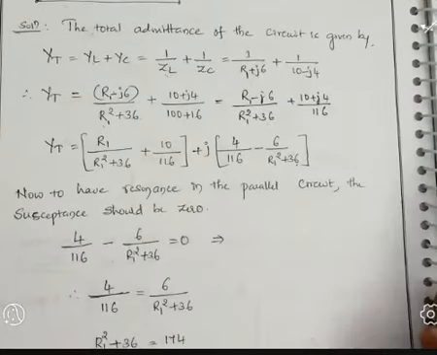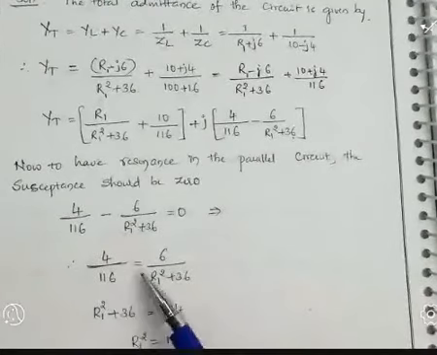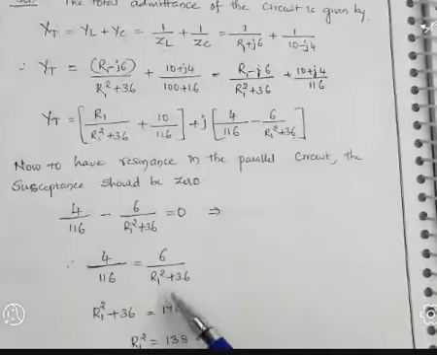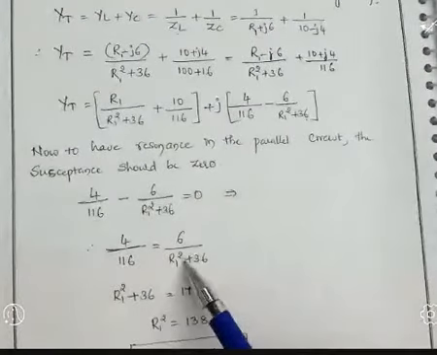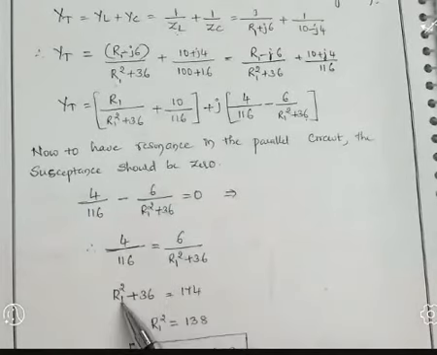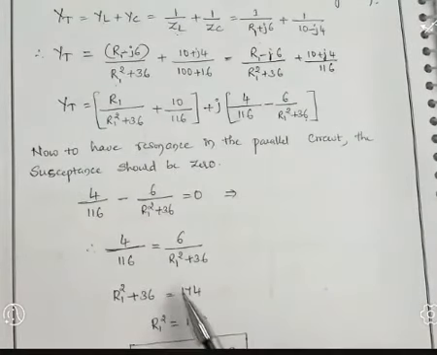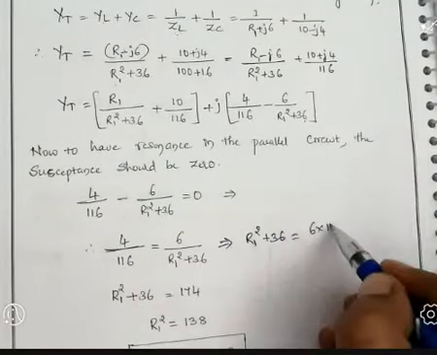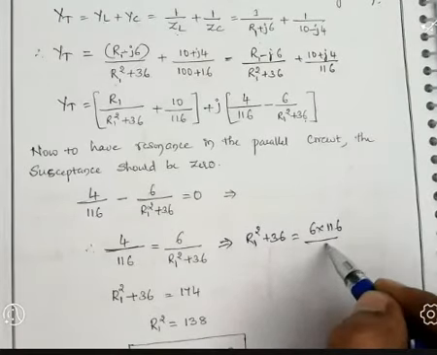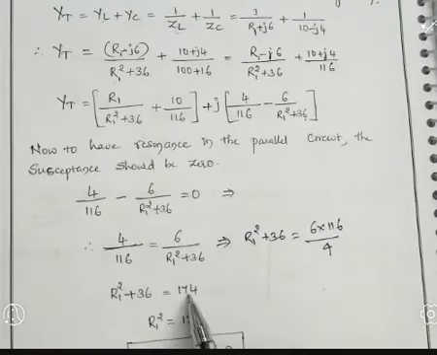Do simplification, this term take it towards the RHS side. 4 by 116 equals 6 by R1 square plus 36. For the simplification, I will take this one towards the LHS. R1 square plus 36 equals 6 divided by 4, and one more step I will write. R1 square plus 36 is equal to 6 into 116 divided by 4. So do the multiplication and divide by 4, and we get 174 as the RHS term.